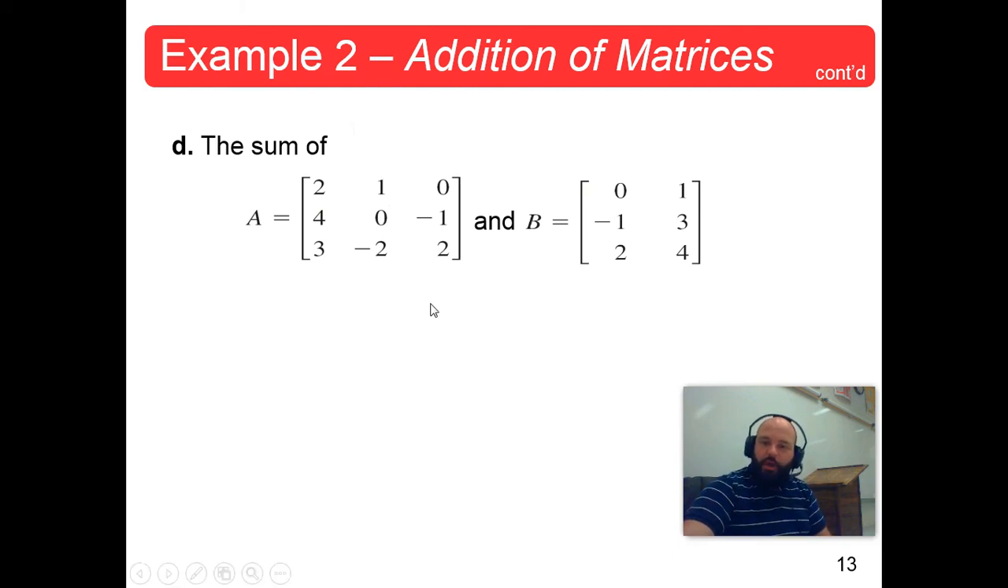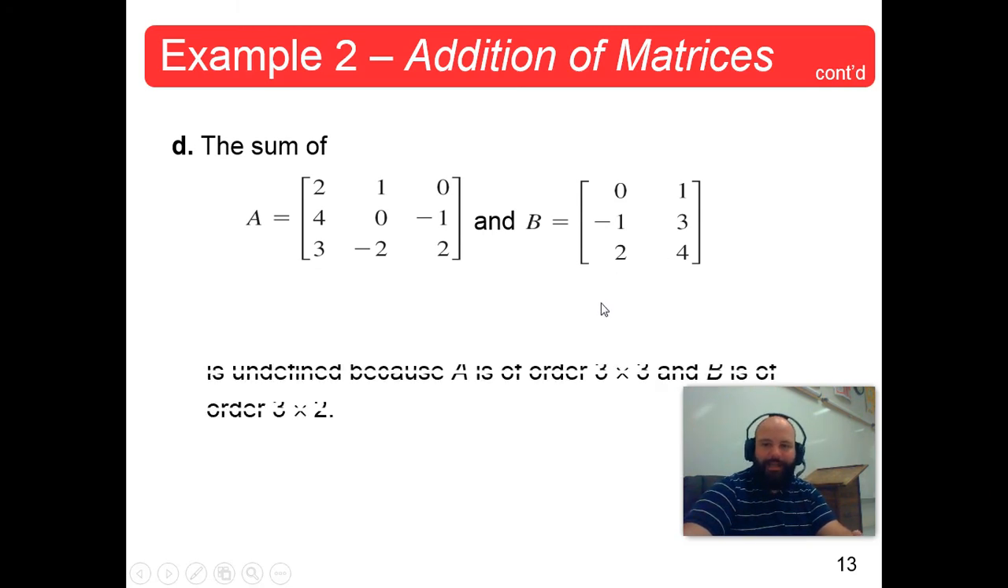Now, this one, if you notice, remember I said the first thing that you have to check is what is the order of each of the matrices. So this matrix is a 3 by 3. This matrix is a 3 by 2. So their orders do not match. Therefore, you cannot add them together. This is an undefined operation in matrix addition because you can't add a 3 by 3 to a 3 by 2. So you would just say no solution or undefined is fine.